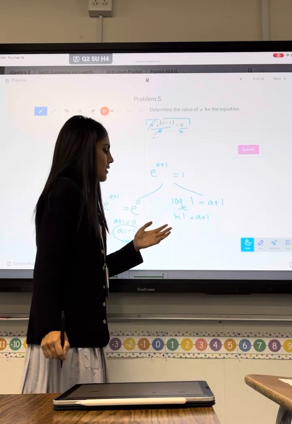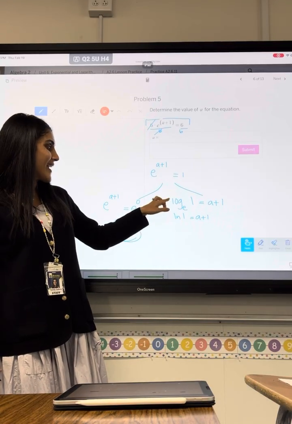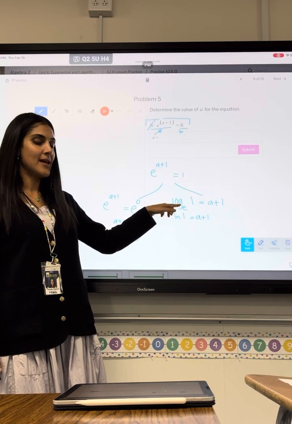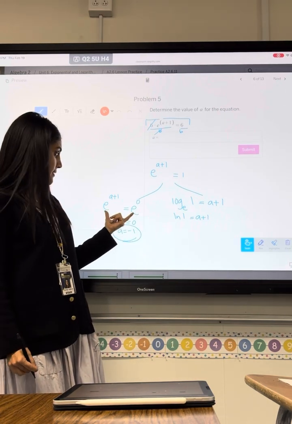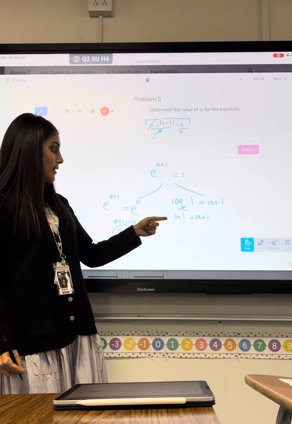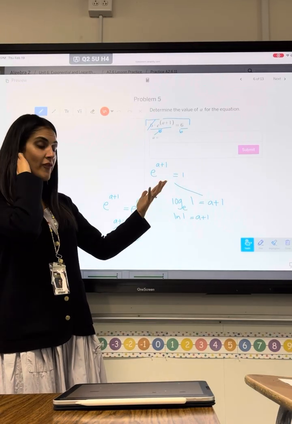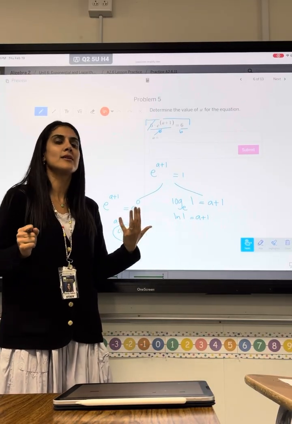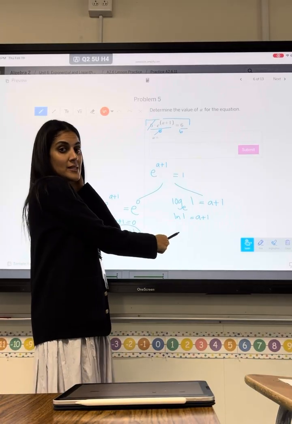1. And you guys, with experience, I hope that you will look at any log of 1, ln of 1 or log base anything of 1, and know that that's 0, all right? Because of this property, right? E to what power is 1? 0. 5 to what power is 1? 0. 10 to what power is 1? 0. Anything to what power is 1? 0.